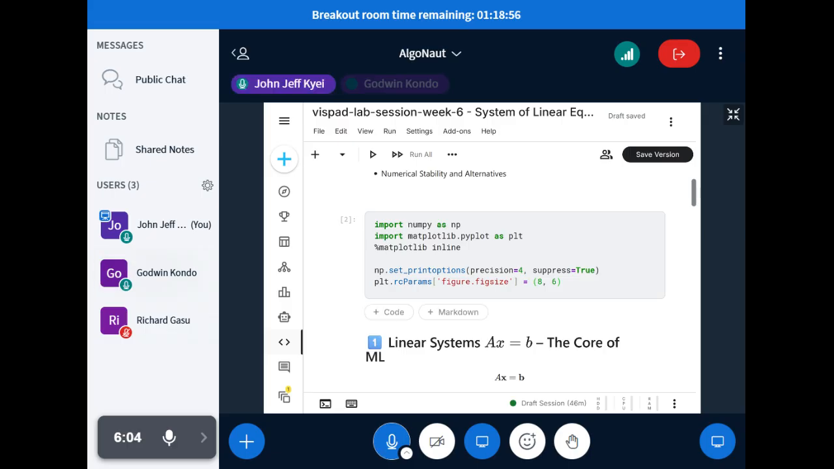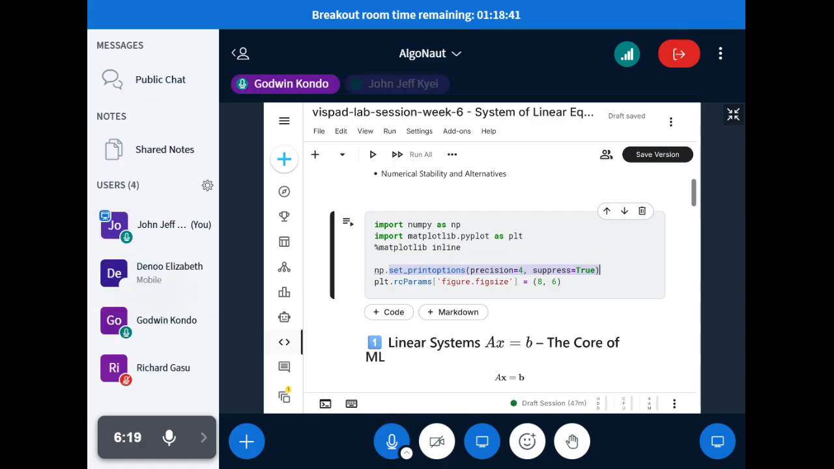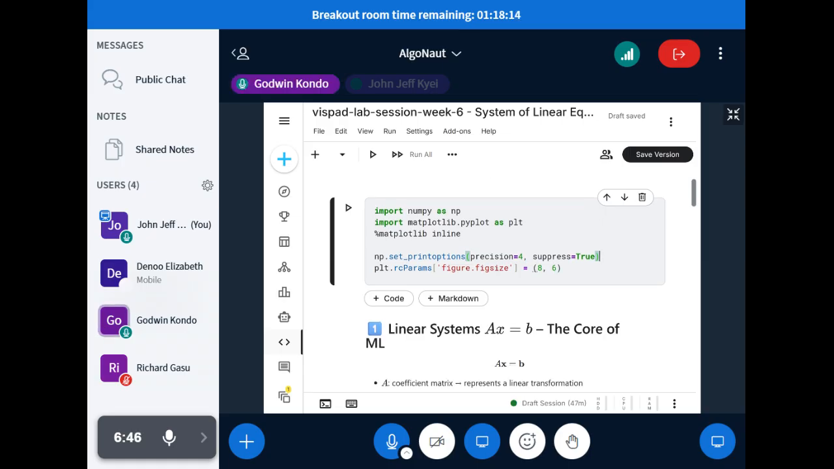Yes, anytime I call any NumPy function, it's going to follow the configuration I've done here. The precision is just so it prints numbers cleanly. I'm setting it to four decimal places.